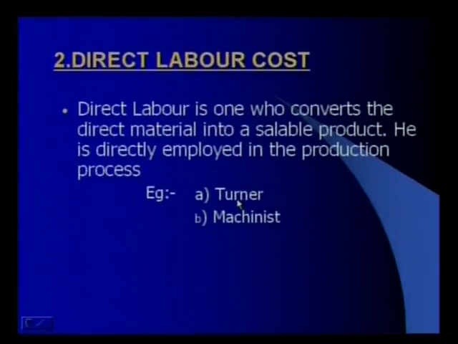So, the salaries given to them, or the cost of their remuneration paid to the direct labor, is called direct labor cost. For example, a turner is an employee working on a lathe machine in any production process. So, the turner as well as the machinist, who works on a milling machine, the salaries and remuneration paid towards these people are called direct labor cost.